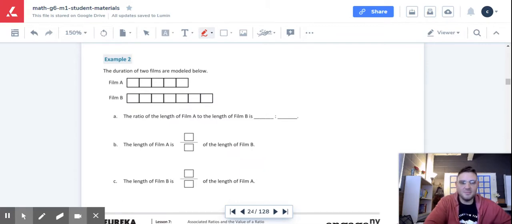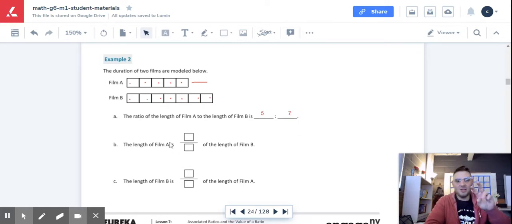All right, if I move down to example 2, the durations of 2 films are modeled below, film A and film B. You can see that film B is longer by about 2 units, so 2 boxes. Film A is 1, 2, 3, 4, 5 units long, and film B is 1, 2, 3, 4, 5, 6, 7 units long. So we can say film A to film B is 5 units to 7 units, okay?